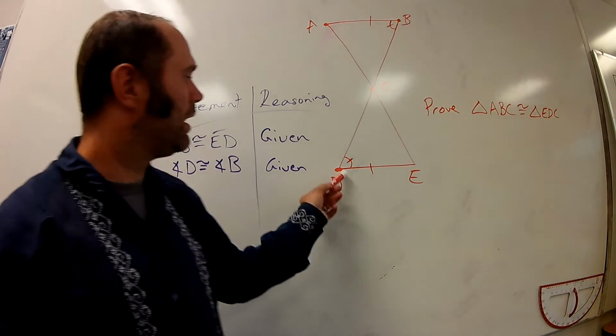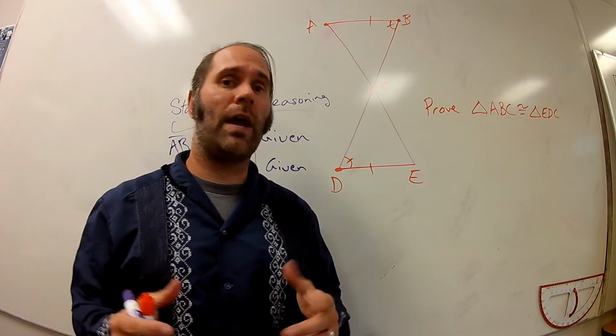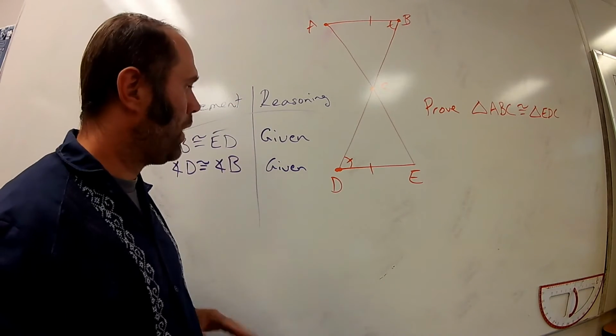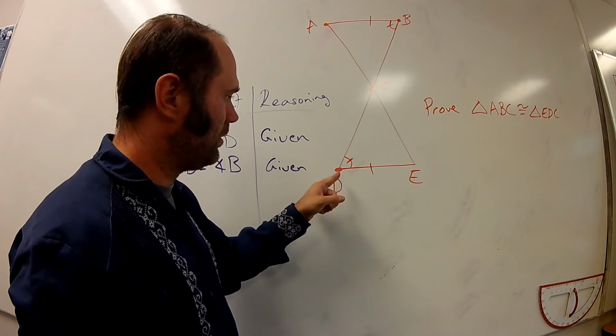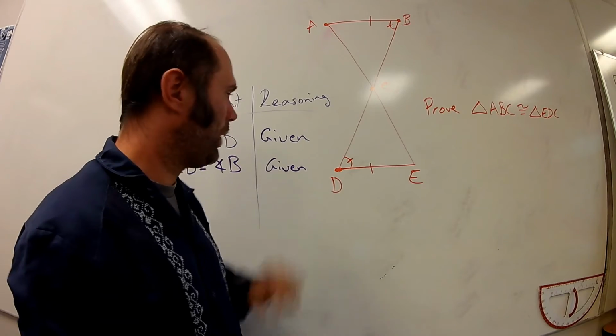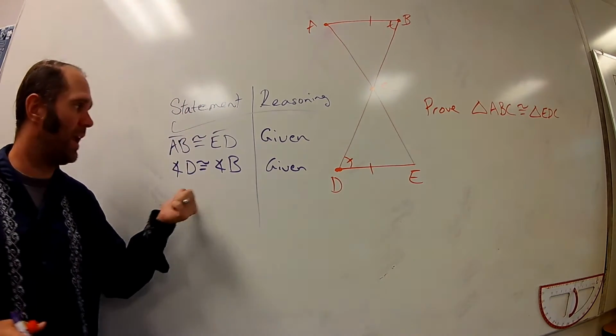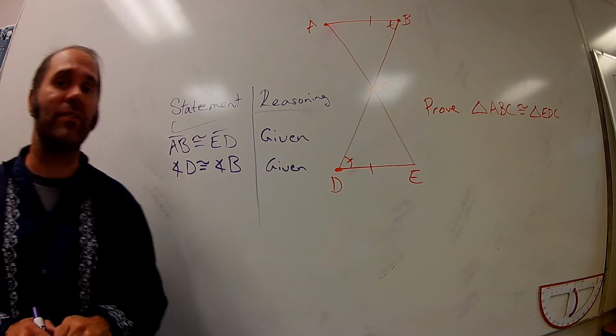Angle D, angle B. There is no ambiguity here. There's no question what angle D is. This is angle D. There's no other angles attached to this point D. So I can say angle D. I don't have to give 3 letters in this case.